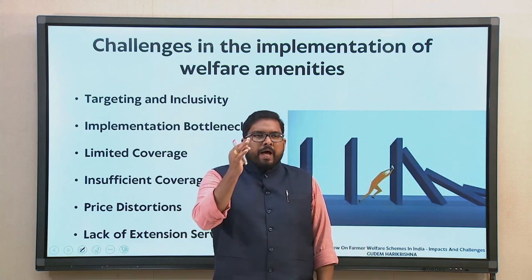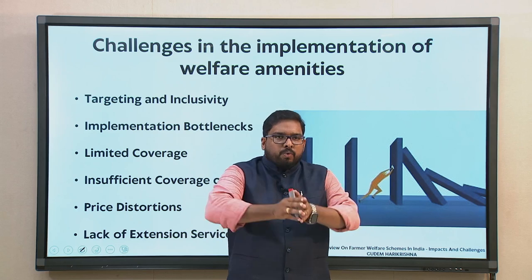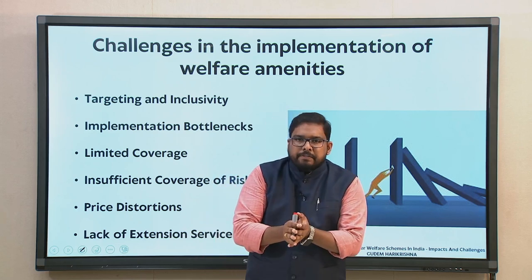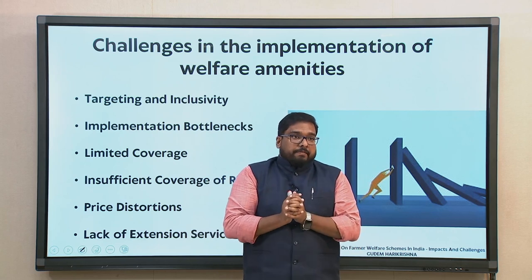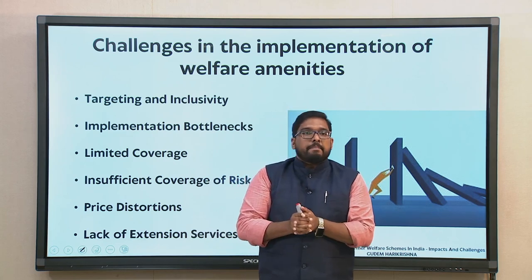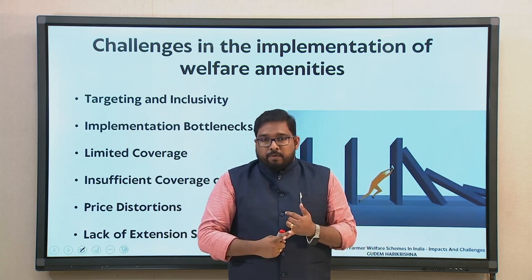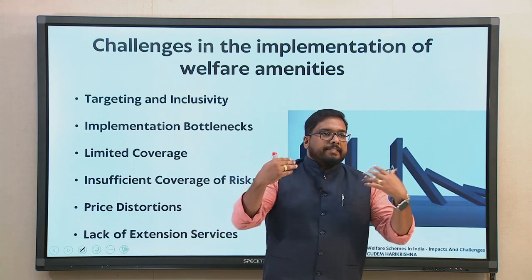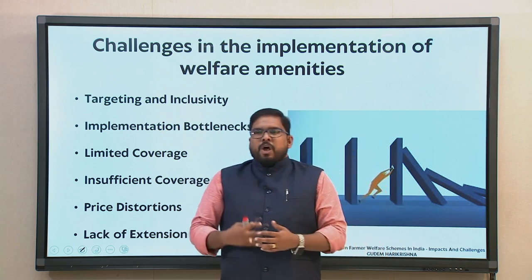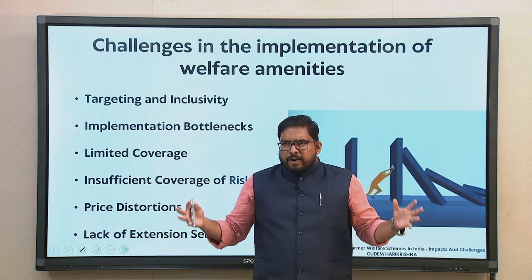The moment you have an outlay, how effectively is every single individual who should otherwise come within the ambit of the scheme getting benefited or made inclusive? This is critical, and this happens to be one of the biggest challenges. There can be issues of technical or technological or digital divide. There are issues of access towards the schemes, or there are even problems of education, literacy, etc., where people are not aware.